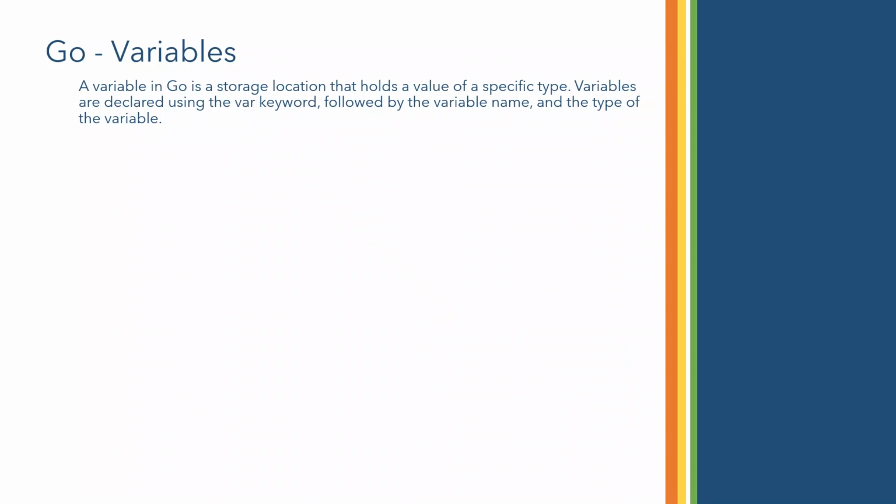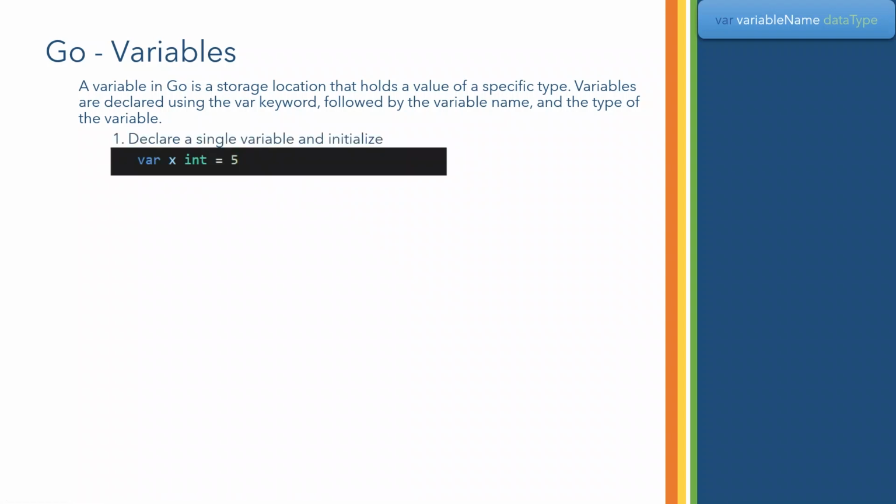A variable in Go is a storage location that holds a value of a specific type. Variables are declared using the var keyword followed by a variable name and the type of the variable. The syntax looks like this: var variable name data type. Declaring a single variable and initializing it looks like var x int = 5. So x will have the value of 5.